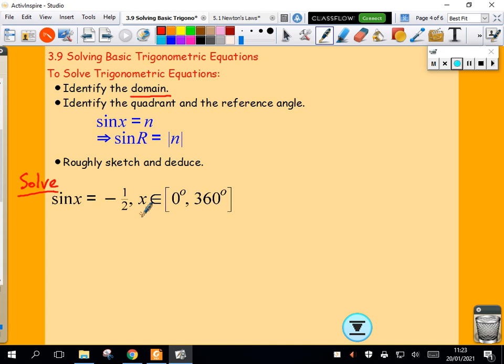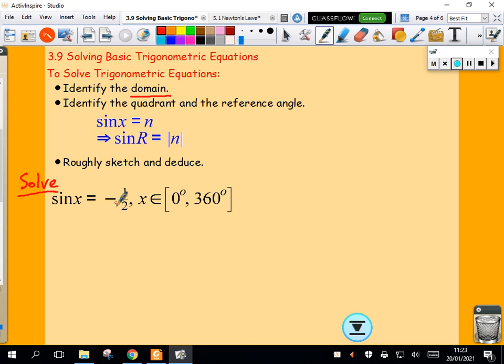However, they're giving me a restricted domain. They're telling me x has to be between 0 and 360. So sine of x is negative 1/2. Remember, that's the y coordinate divided by r. So the y coordinate would have to be negative 1, and it'd have to be 2 units from the origin.